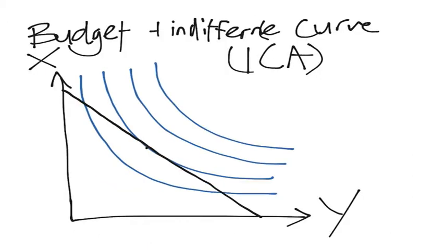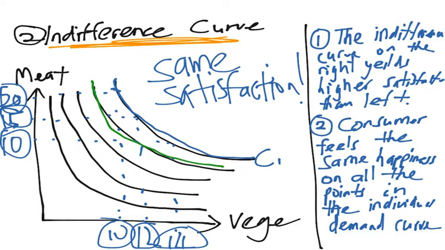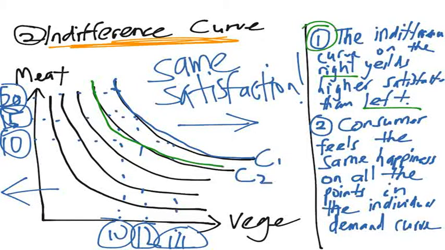Now back to the indifference curve analysis. So just now we were talking about the indifference curve. There are 2 things that you need to know about the indifference curve in the indifference curve analysis. Number one, the indifference curve on the right yields higher satisfaction than the curve on the left. Meaning, the indifference curve on the right side, which is this side, yields higher satisfaction than the one on this side. In other words, C1 has more satisfaction than C2, C2 than C3, C3 than C4, C4 than C5.